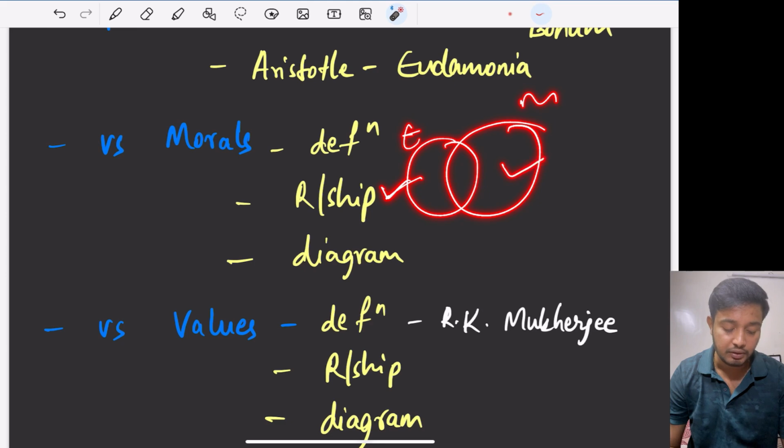This one becomes what is moral but not ethical part. This is where both ethicality and morality coincide. So what is ethical and not moral?